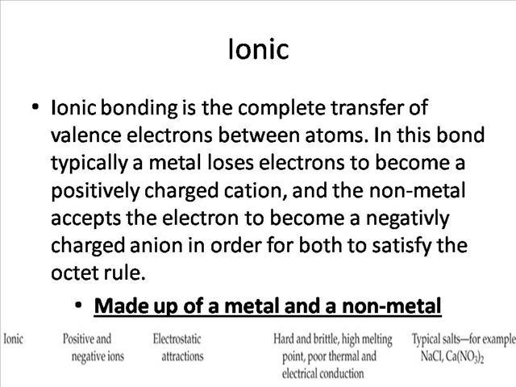Ionic solids are usually hard and brittle and have a high melting point. They are typically salts, for example sodium chloride and calcium nitrate.